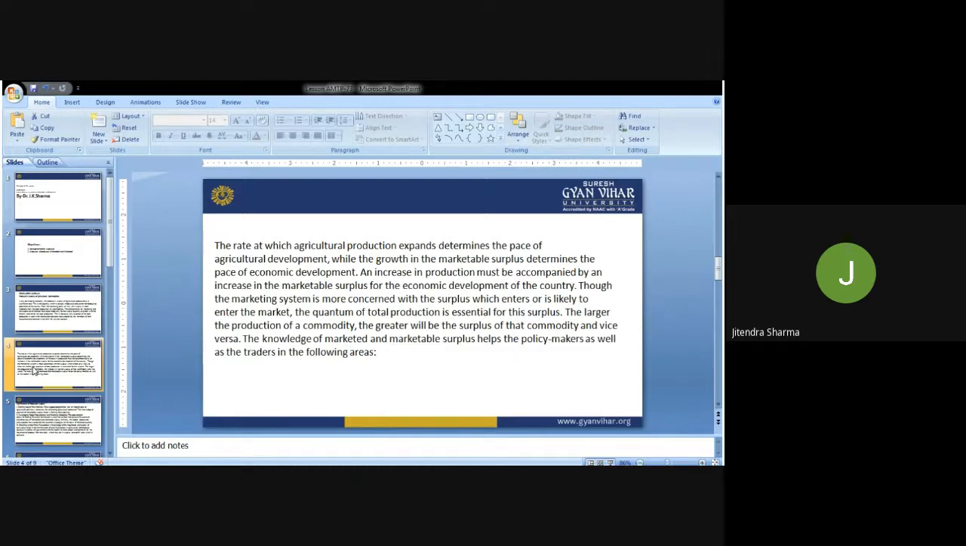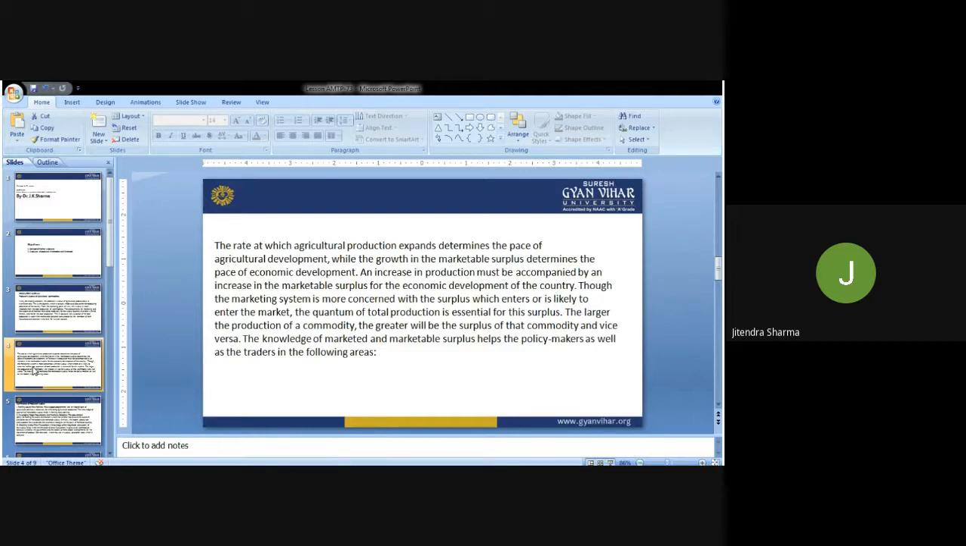The larger the total production of a commodity, the greater will be the surplus of the commodity, and vice versa. If the production surplus is lesser, then the marketable surplus is lesser. If the production surplus is more, then we have more opportunity of marketable surplus, so the product or commodity is expected in the market.